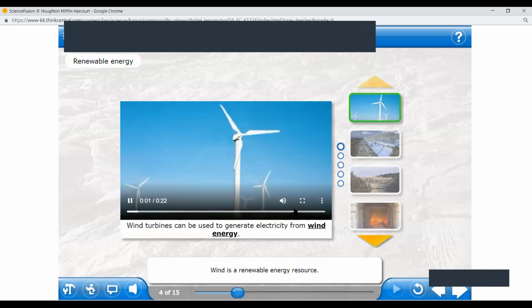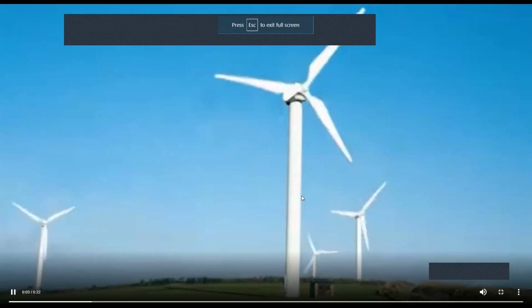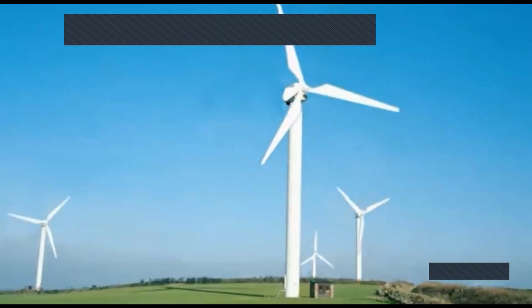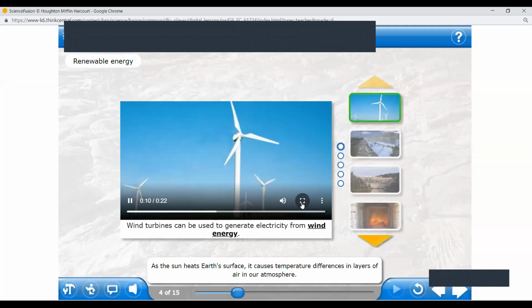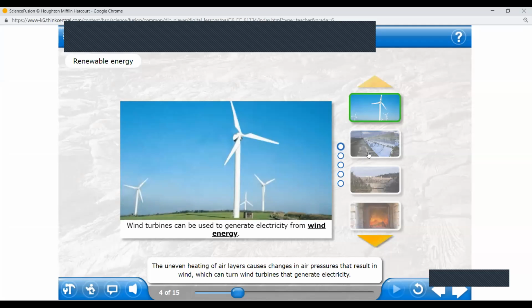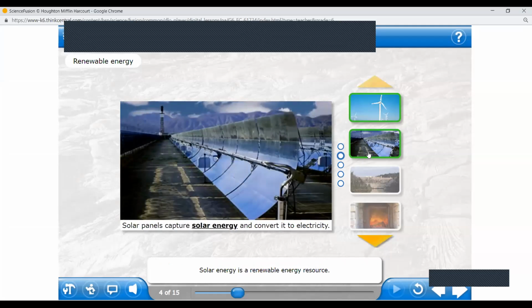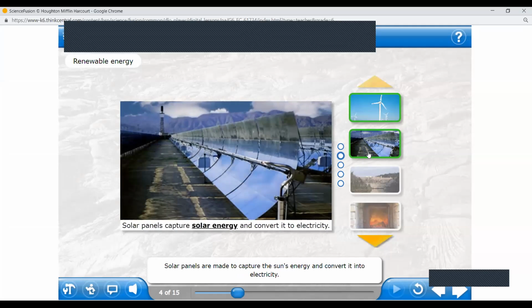Wind is a renewable energy resource. The original source of wind energy is the sun. As the sun heats Earth's surface, it causes temperature differences in layers of air in our atmosphere. The uneven heating of air layers causes changes in air pressures that result in wind, which can turn wind turbines that generate electricity. Solar energy is a renewable energy resource. Solar panels are made to capture the sun's energy and convert it into electricity.